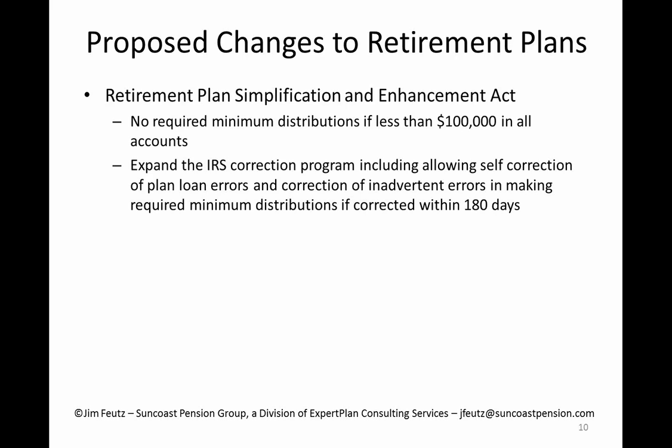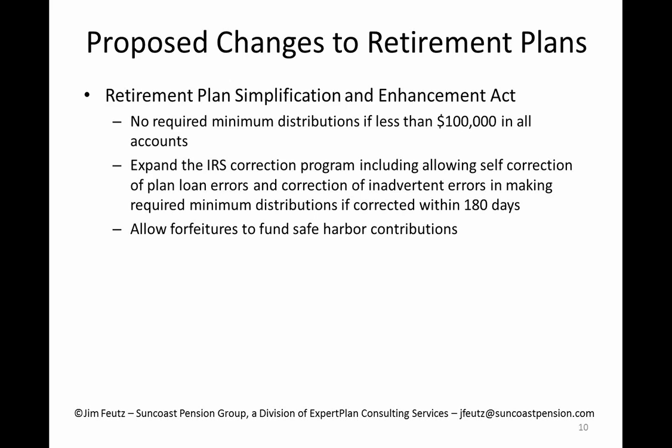Whereas if this passes, you'll be able to correct it without going through that procedure. The same thing with an inadvertent error in making a required minimum distribution. If it's not made timely, technically the excise tax can be 50% of the amount that should have been paid out. Under the proposal, if it's corrected within 180 days, there would be no penalty, and you would not have to file through the voluntary compliance program.